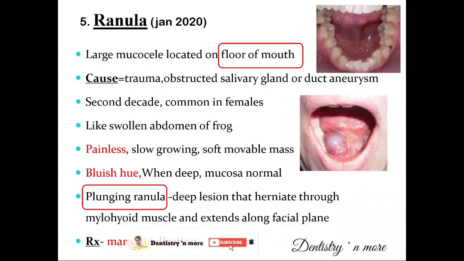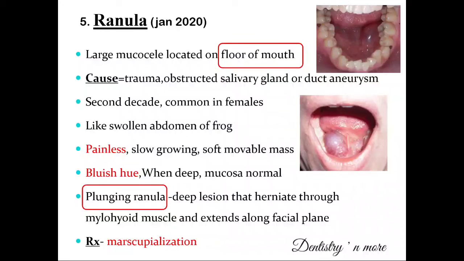It is found to occur commonly among females in the second decade, and it almost resembles a frog's belly. Clinically, it presents as a painless, slow-growing, soft, movable mass with a bluish hue. When it is deep-seated, the mucosa appears to be normal in color.